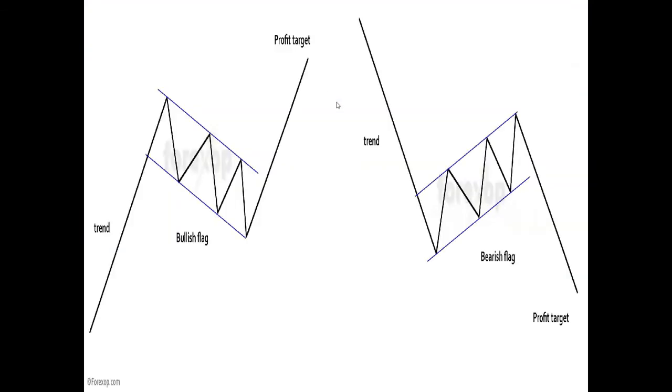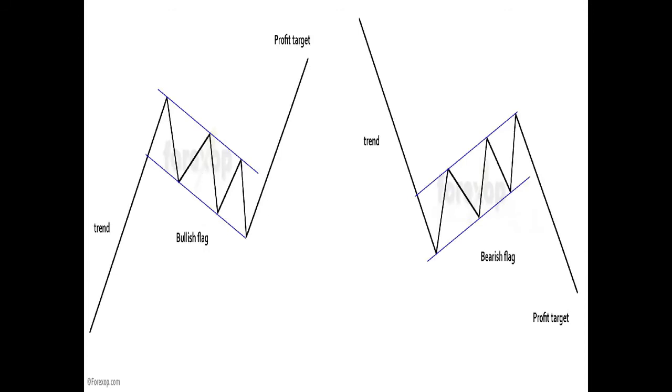Okay, these are called flags. Bullish flags, bearish flags. It's basically the same thing as a triangle, guys. The only difference is that it doesn't bottom out, or it doesn't make the lower highs and the higher lows. What tends to happen is you're going to get something like this.